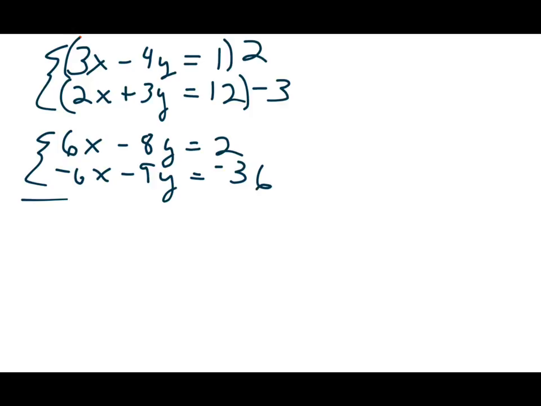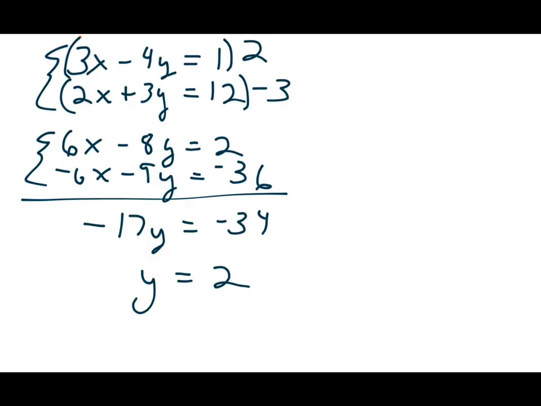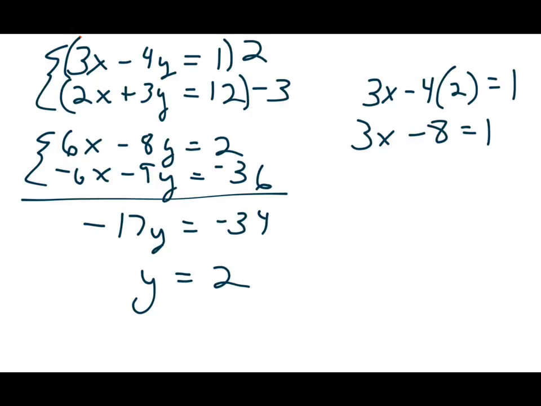And when we add those together, we have -17y equals -34. Divide both sides by -17, we get y equals 2. Substitute that into one of the equations. We'll go with the top one. That's going to be 3x minus 8 equals 1. Add 8 to both sides. 3x equals 9. X equals 3. There is our solution.